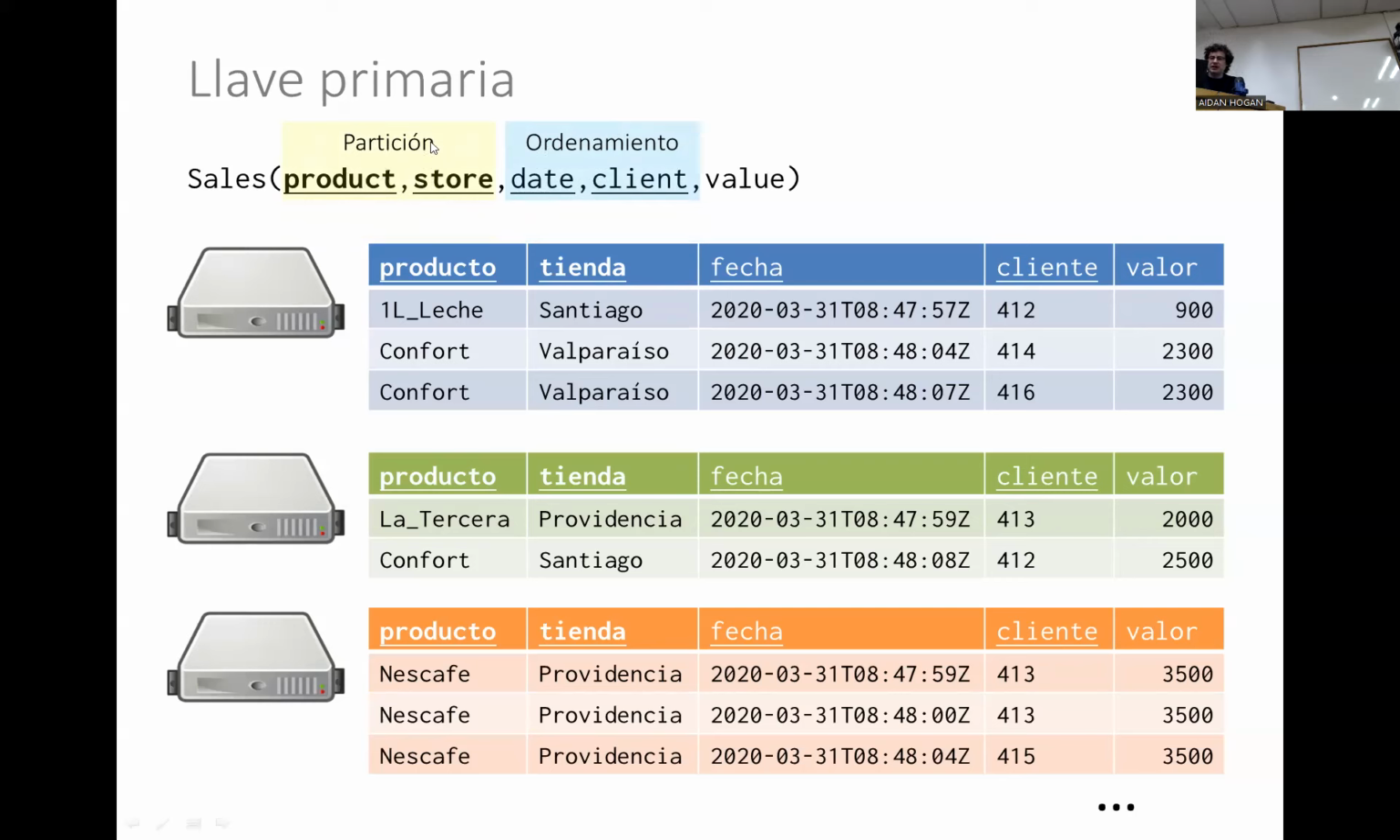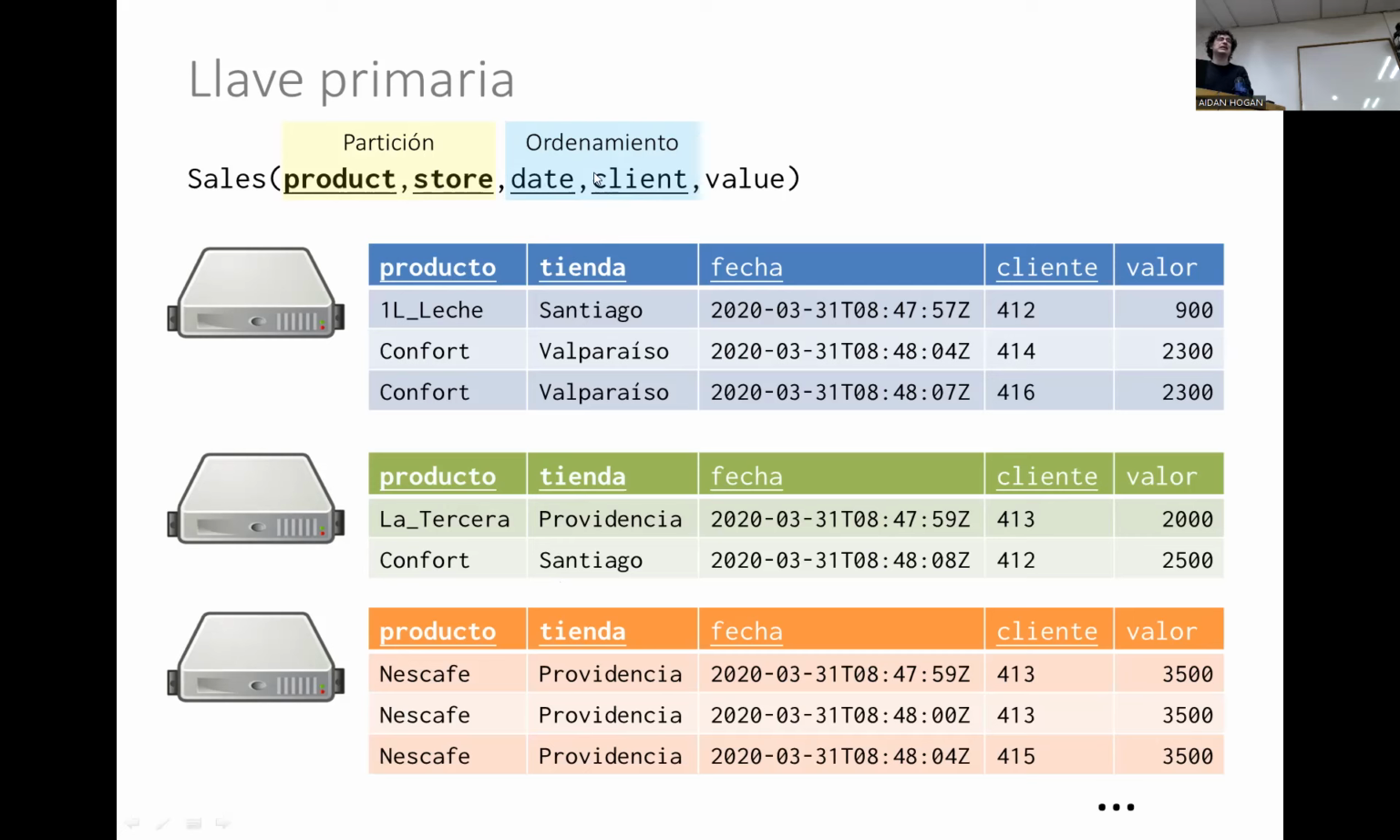Our primary key is going to consist of two parts. The first part is the partition part, and the second part is the clustering key. We're going to use the partition key, product and store, in order to decide on what machine to store the data. So we have producto and tienda, product and store here. All of the rows with the same product and store will be stored on the same machine. So we use these two columns in bold to decide on what machine to store the data. Within each partition, we can then choose an order.